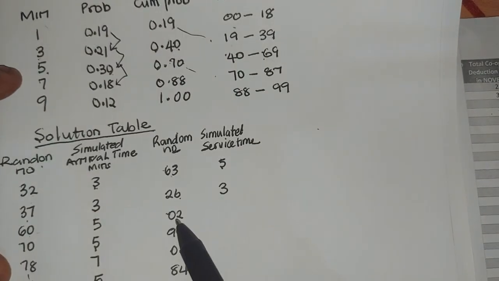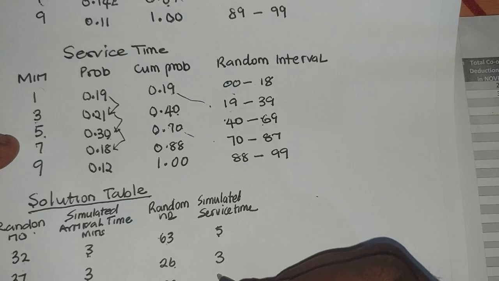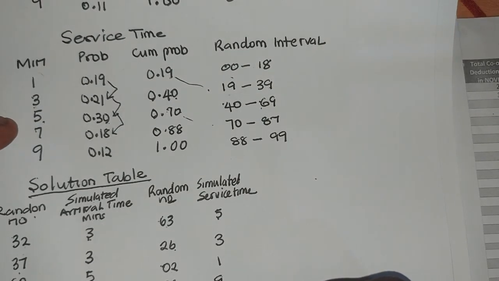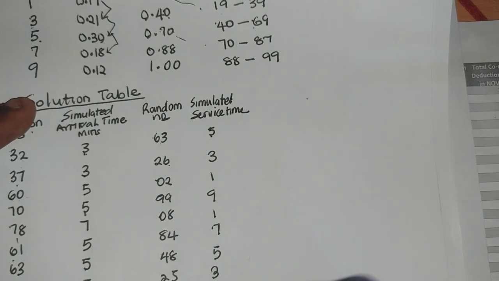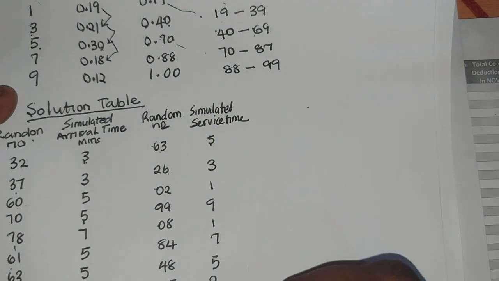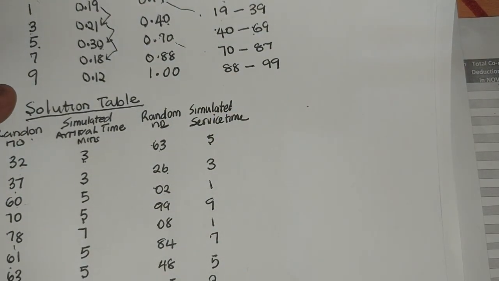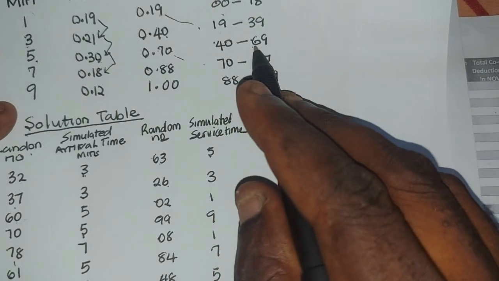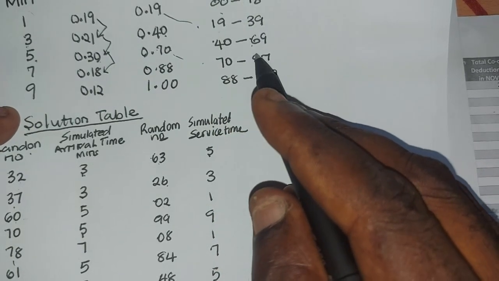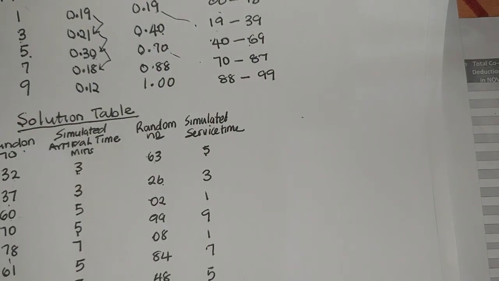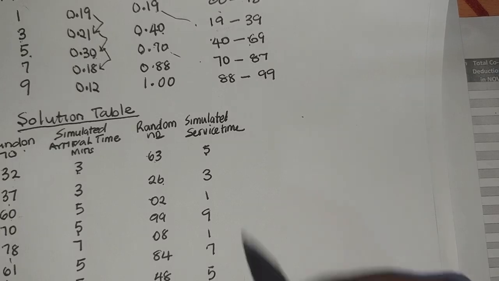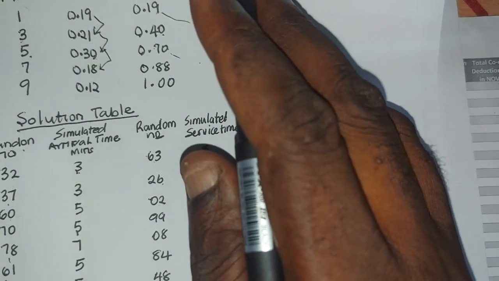Now 02 falls within this, and this is 1. If we continue, you have 9, then 1, then 7, 5, then 3. For 93, that falls within this place, and is 9. Then for 68, which is the last one, it falls within this, and the corresponding is 5.